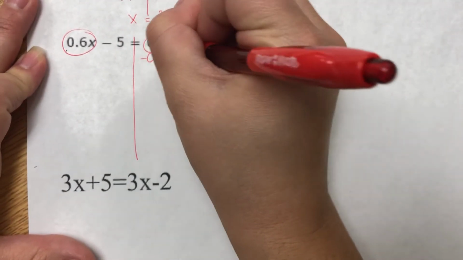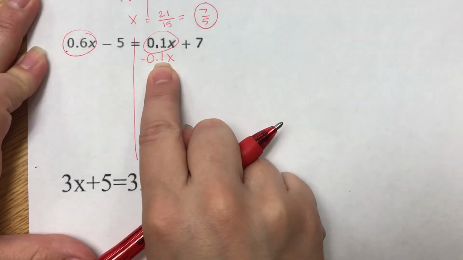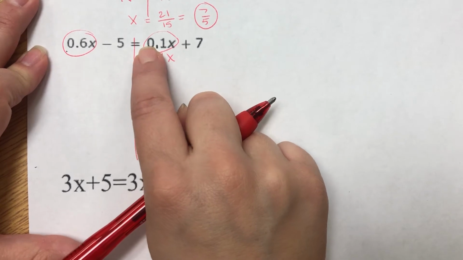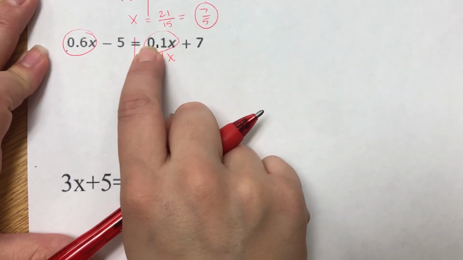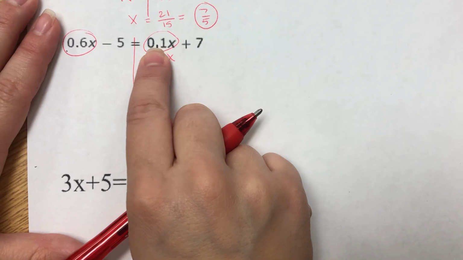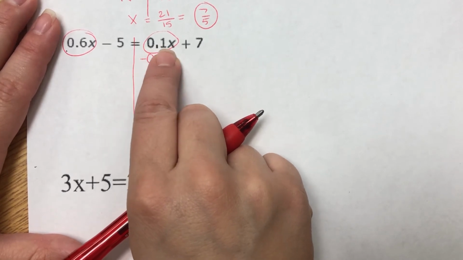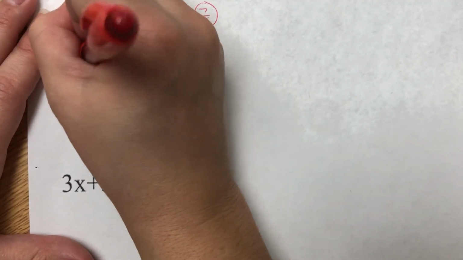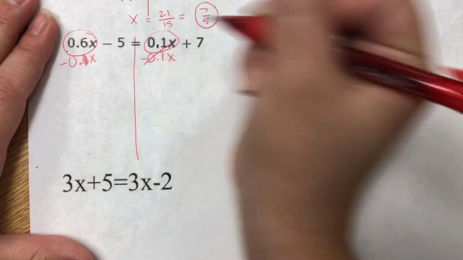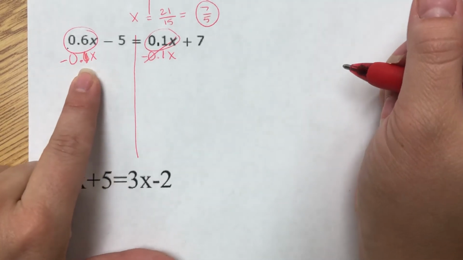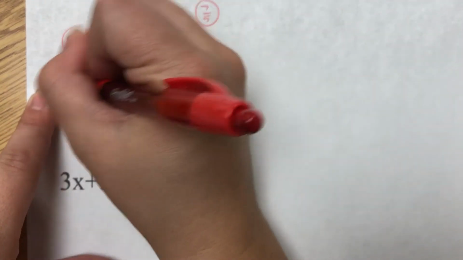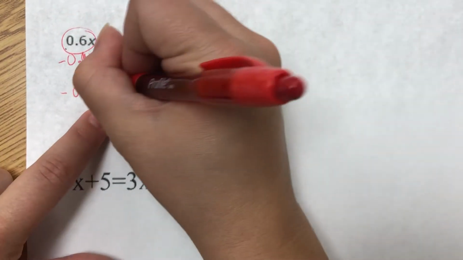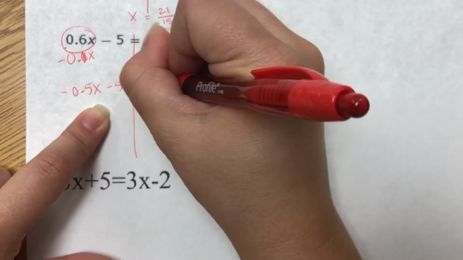So let's take away this 0.1x because right here, it was technically a positive number. If there's no symbol in the front, it is positive. And the only way to make it go away is 0.1 minus 0.1. So I'm going to subtract 0.1 on this side as well. And I can't forget to take the x along with it. So it looks like I have 0.5x on that side minus 5 equals 7.